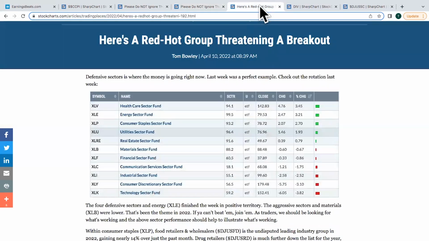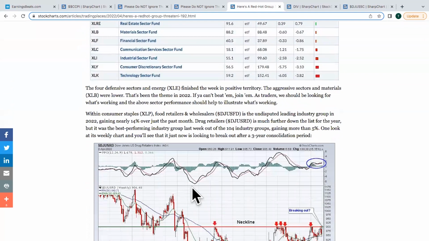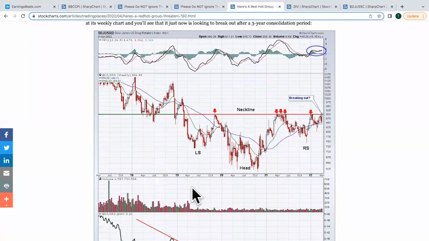All right, it's not all bad news, though. I wrote another article that talked about a red hot group that was threatening a breakout, and went on to talk about the defensive groups versus the aggressive groups. And you can see healthcare, consumer staples, utilities, real estate led the action last week to the upside. Meanwhile, all the aggressive groups were down. And I pointed out a group. This is the drug retail group.